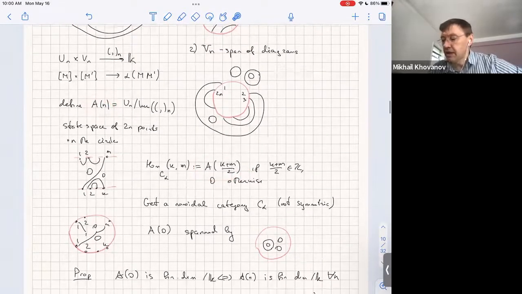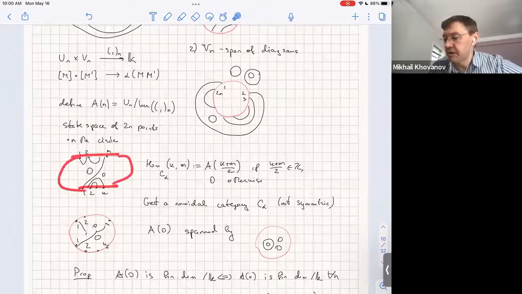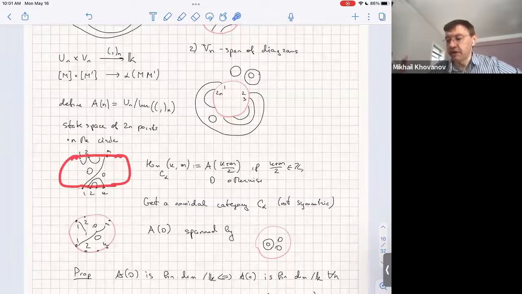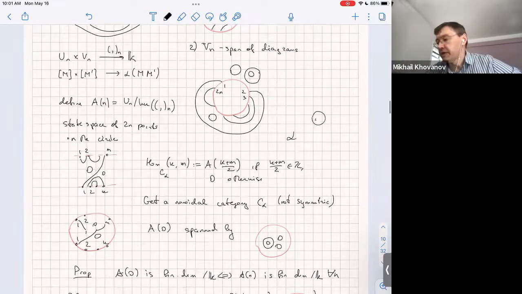endpoints. And out of the state spaces, you can build a monoidal category where homs from K to M, just close up and take this state space. So homs from K to M are, again, all such diagrams and linear combinations, but modulo the universal relations. Whatever they are, they all come from evaluation alpha. Alpha takes any collection of circles to K. Or any tree. Okay.